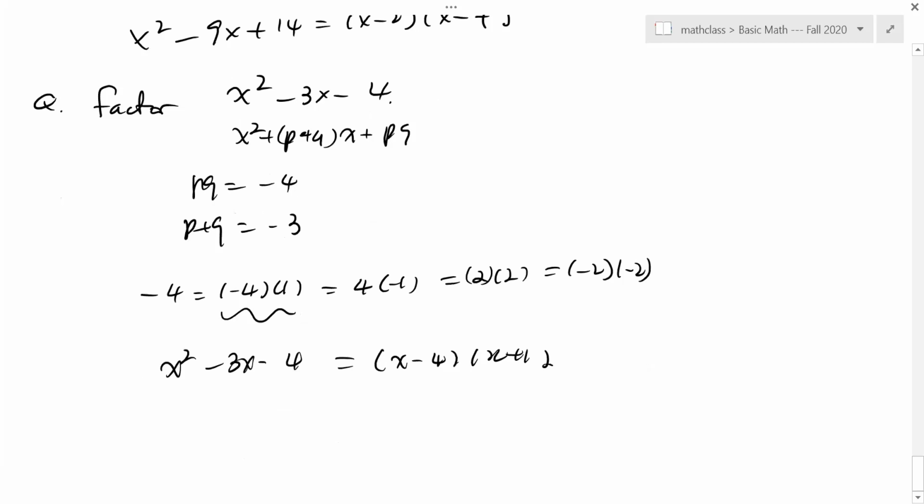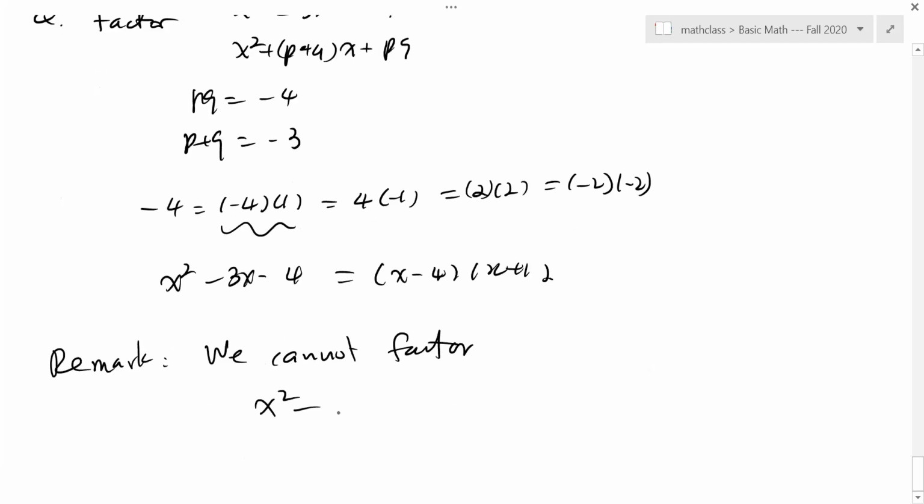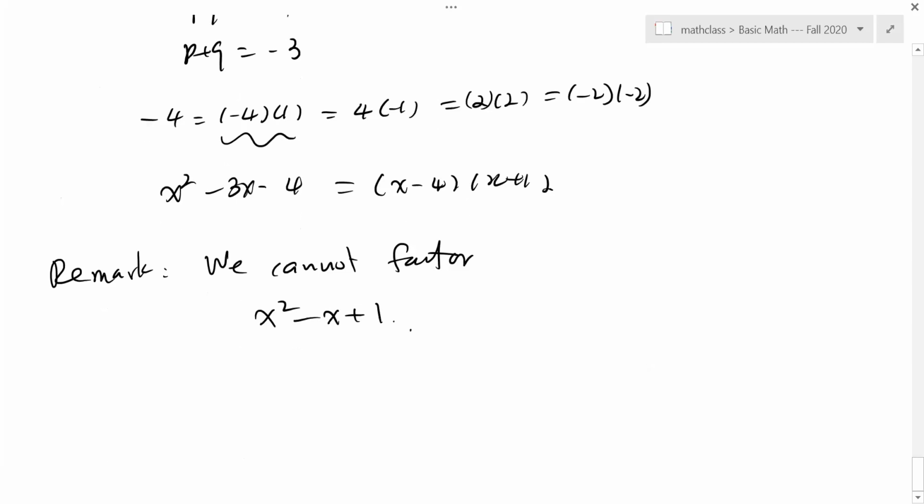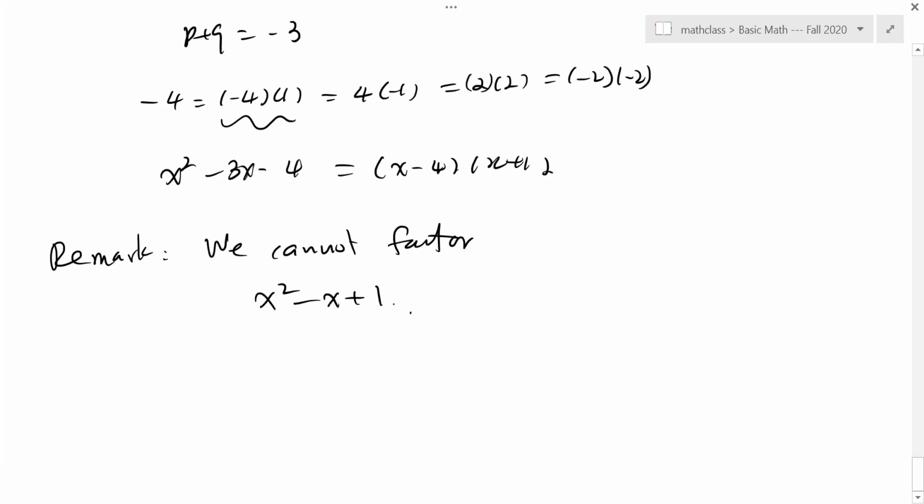Of course, we cannot always factor it. Here's a remark. We cannot factor x squared minus x plus 1. Why? Otherwise we can continue, but we cannot factor this.